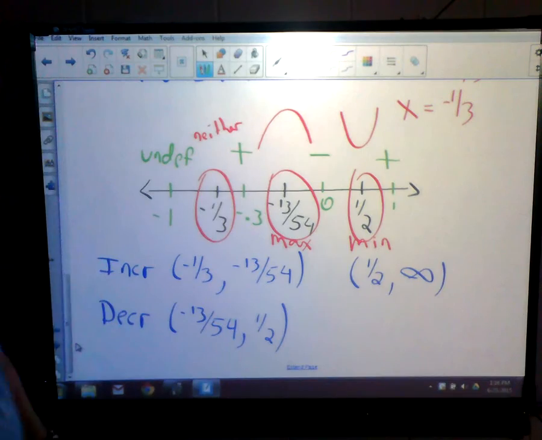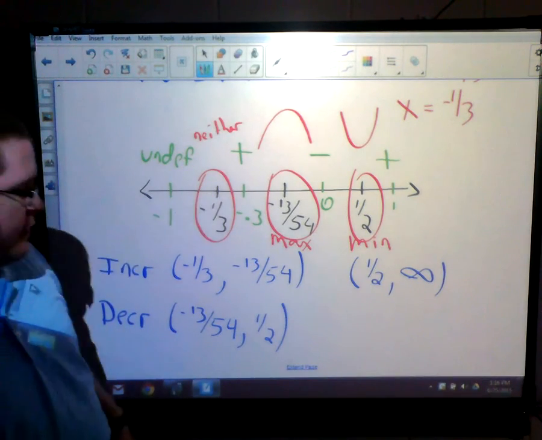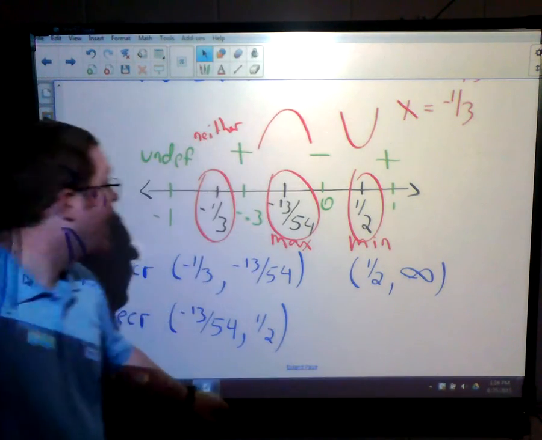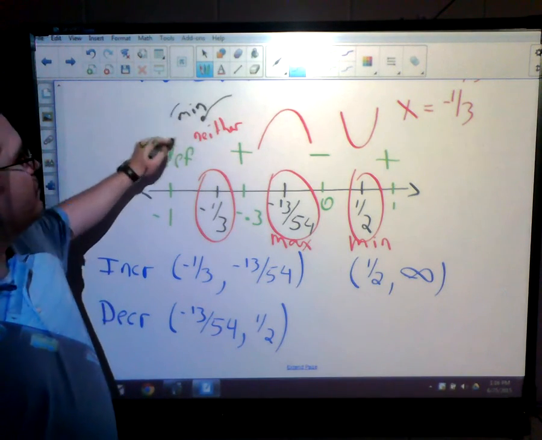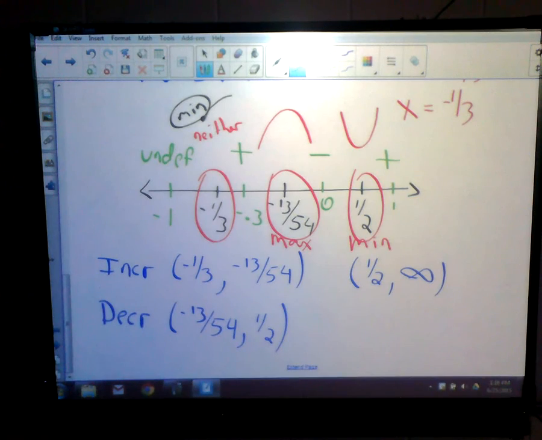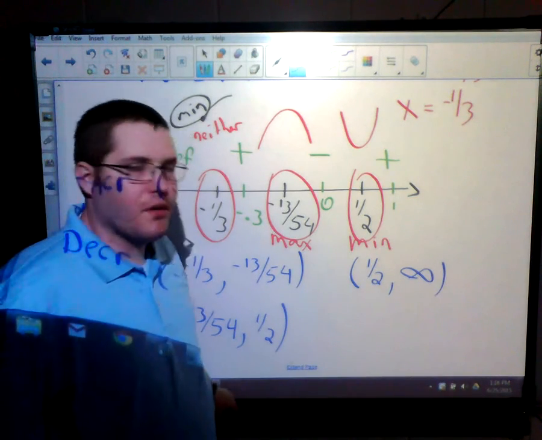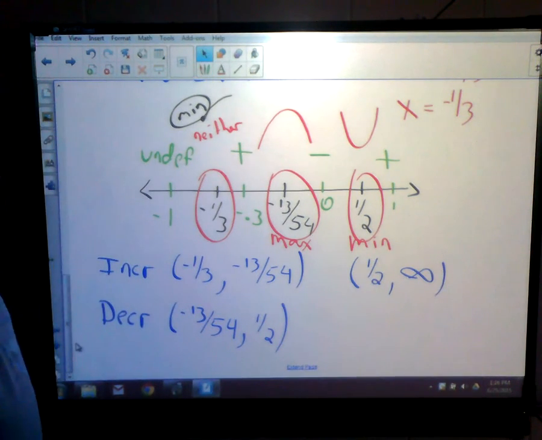If you wanted to classify this point as something, I would classify it as a min, only because from that point it's going up. But usually you don't have a problem like that. I made a difficult problem here.